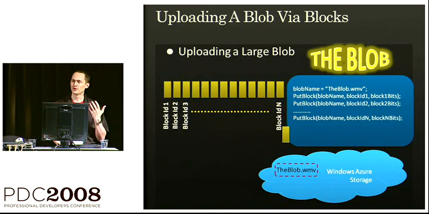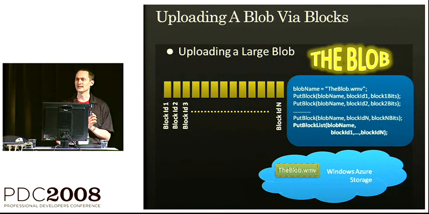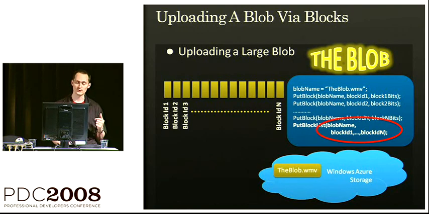Now, once you've actually put all your blocks up into the store for this blob, the next thing you do is what's called a put block list. This commits for that blob a list of blocks which are going to represent the readable version of the blob. So that's circled here in red. So this block list, in that order, will specify the readable version of that blob.